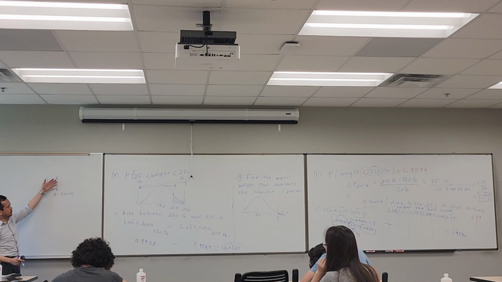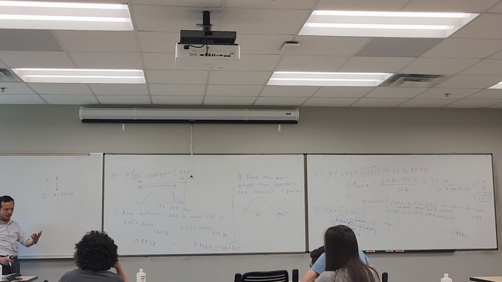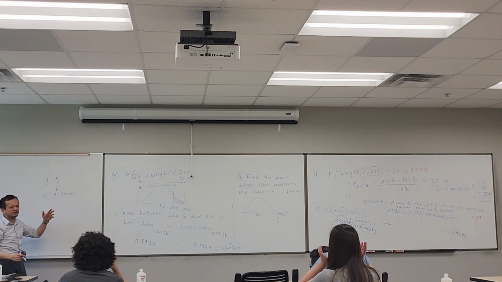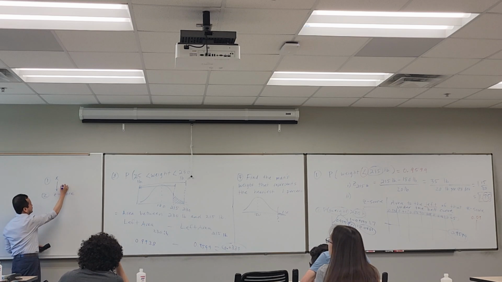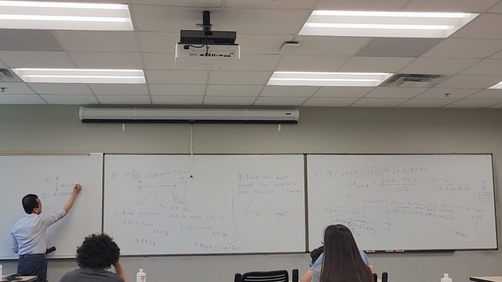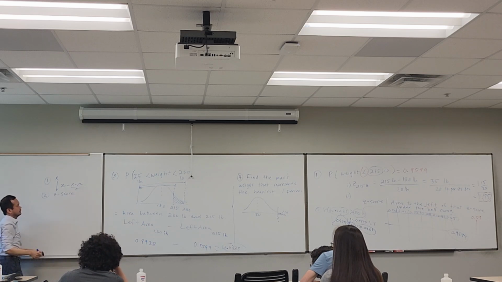If you have a data point like 215, how do you convert that to a z-score? We subtract the mean and divide by the standard deviation. So basically you use the z-score formula, right? So there's a z-score formula here: X, subtract the mean, divide by the standard deviation. So that's how you go from X to the z-score.